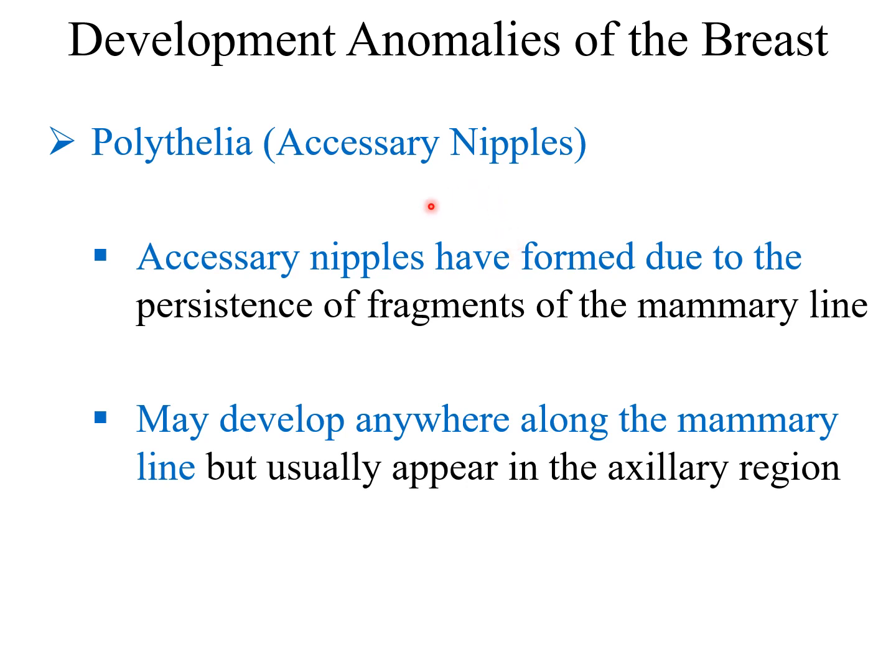Now there are some abnormalities related to the development of the breast, such as polythelia, which is axillary nipples. Axillary nipples form due to the persistence of a fragment of the mammary line. If these fragments or pieces of the mammary line do not disappear in prenatal life, there will be the presence of other nipples, also known as polythelia. They may develop anywhere along the mammary line, but usually appear in the axillary region, though we can find them in other places.